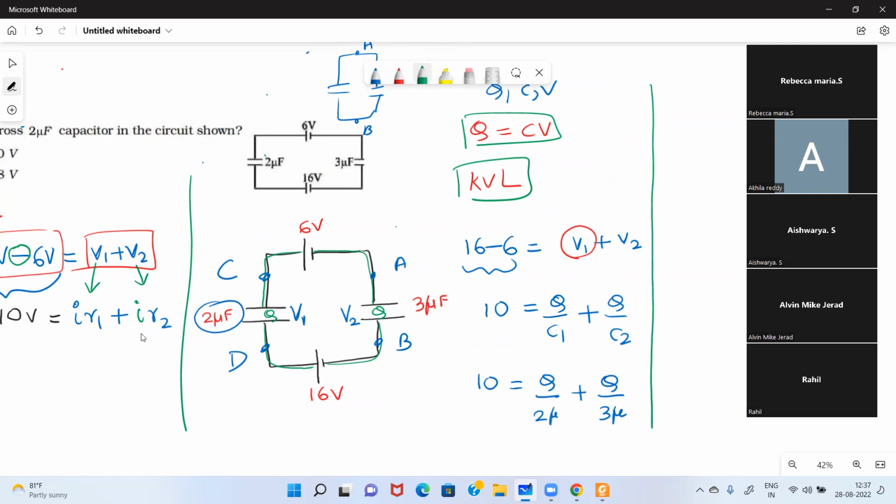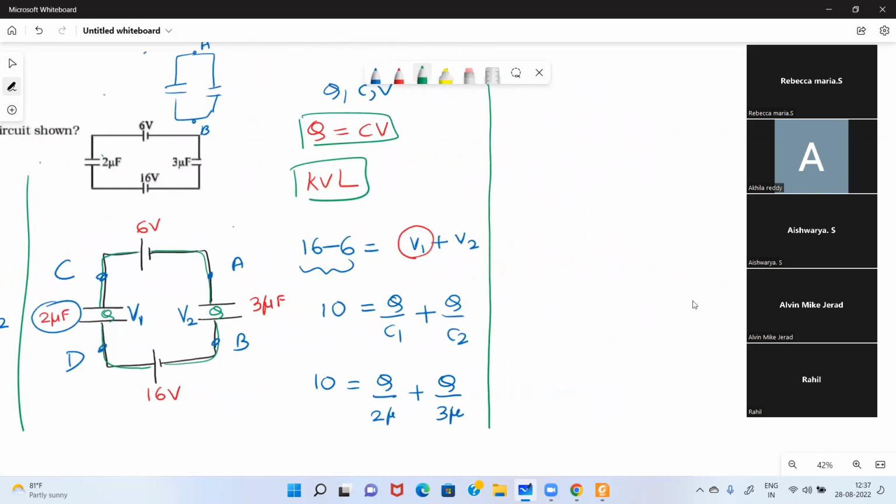What is C1? 2 microfarad. Yeah, C2 is? 3 microfarad. Yes. Just simplify and we'll get Q now. So multiply by 6 micro on both sides. Then you will get 60 micro on the left-hand side. Right side it will be 6 micro into Q by 2 micro, plus 6 micro into Q by 3 micro. Basically, I am taking the LCM, that's all. So this will be how many times? 3 times. This will be 2 times.